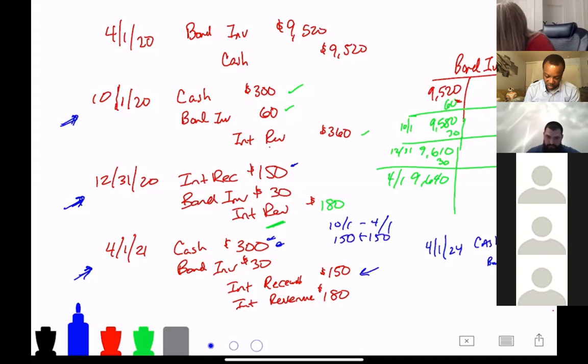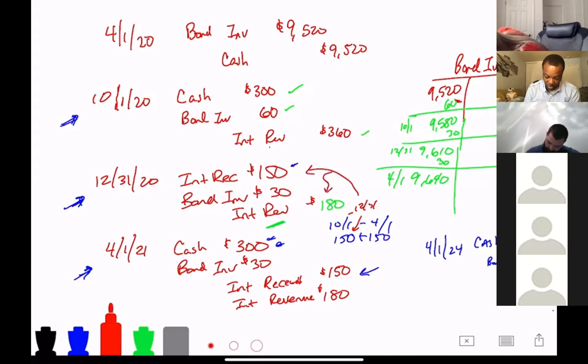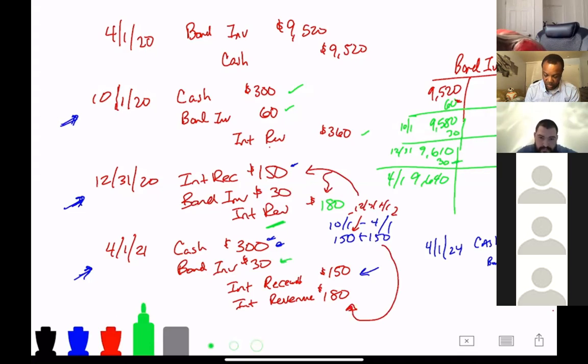We already recorded this 150 to 1231. That's what this 150 is. Yeah. We put it there, recorded it here, right? Part of that 180. This other from 1231 to 41, that 150 is part of this number here. Plus, and then plus the 30, because we were increasing this bond investment. Okay.